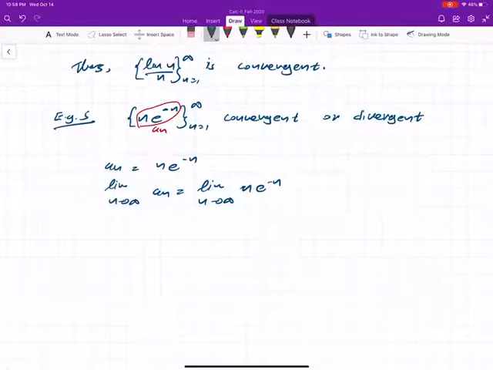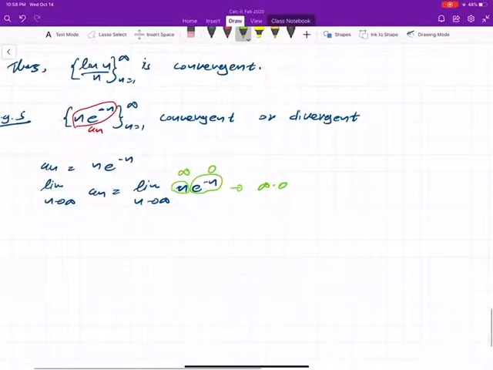Now apply the limit. I'm sorry, I made a mistake here. What I'm saying is when n goes to infinity, this term goes to infinity and that term goes to 0. It is infinity times 0, which is again indeterminate.